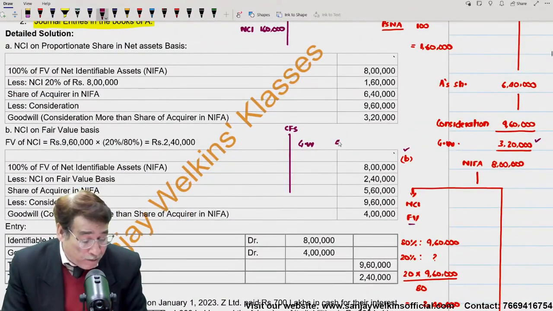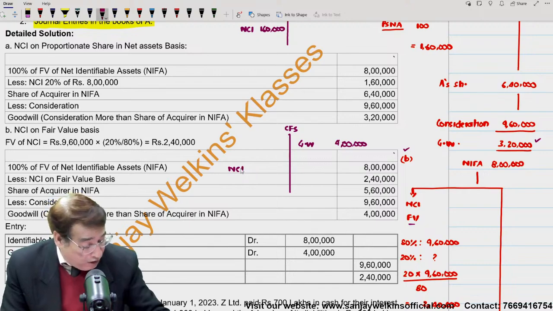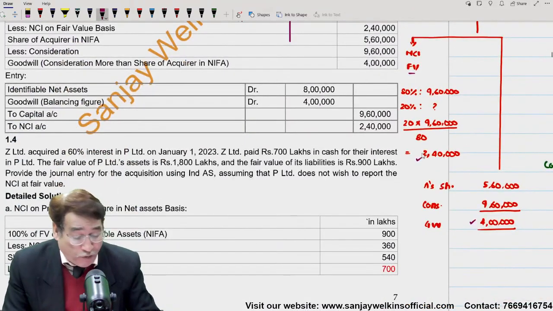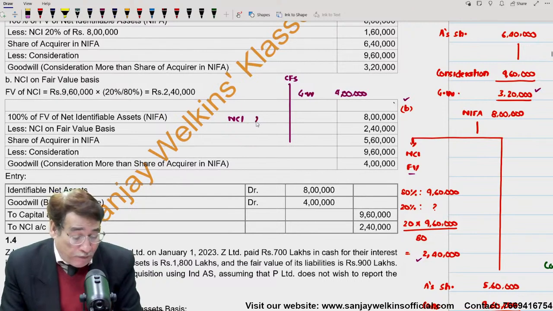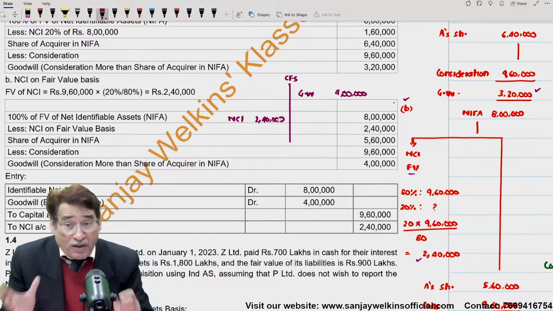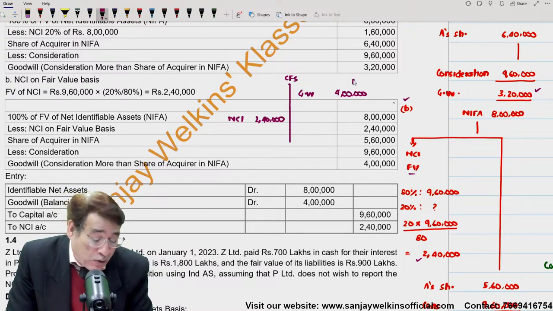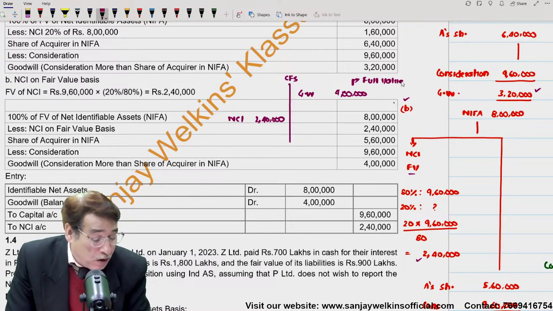No doubt about that. I am going to reflect it at 4 lakh. Correct? And then I am going to write NCI also. Now, in this case, NCI share is 2,40,000. In this particular case, goodwill which is appearing in the balance sheet is known as full value of goodwill. This is full cost method of goodwill also.